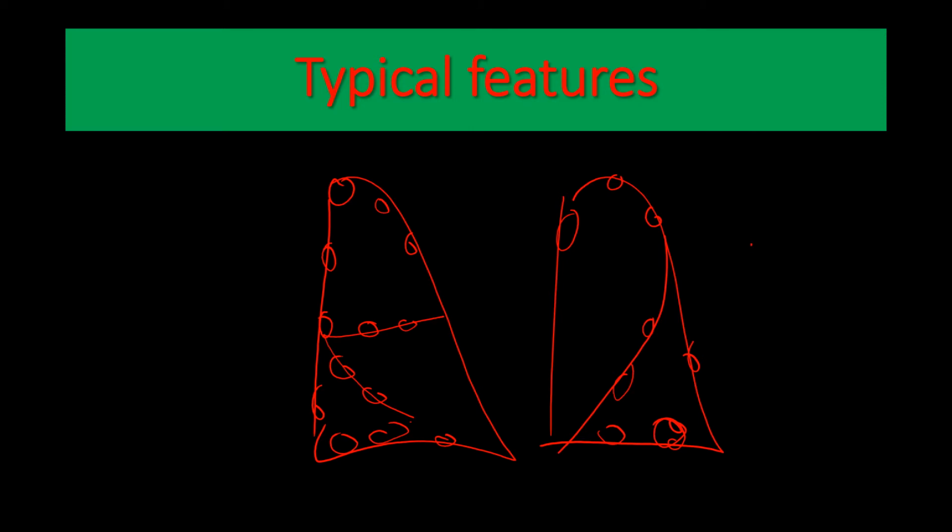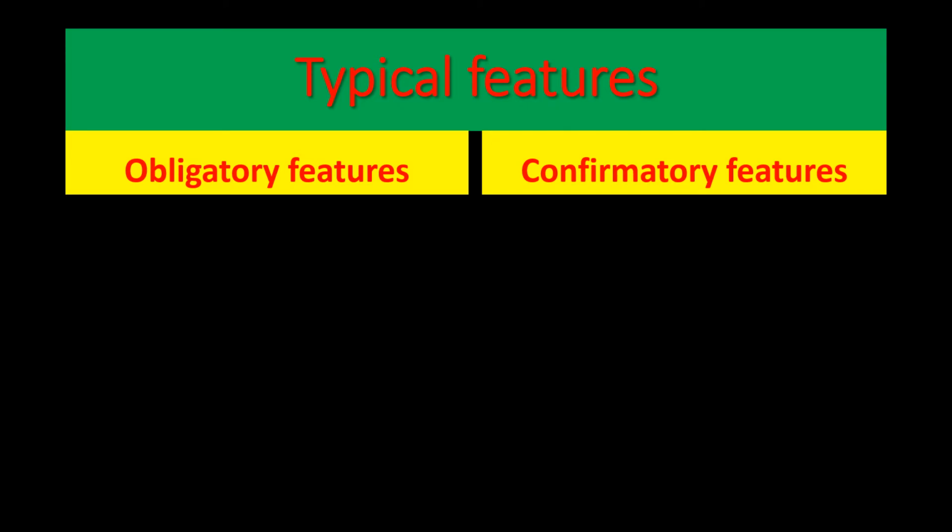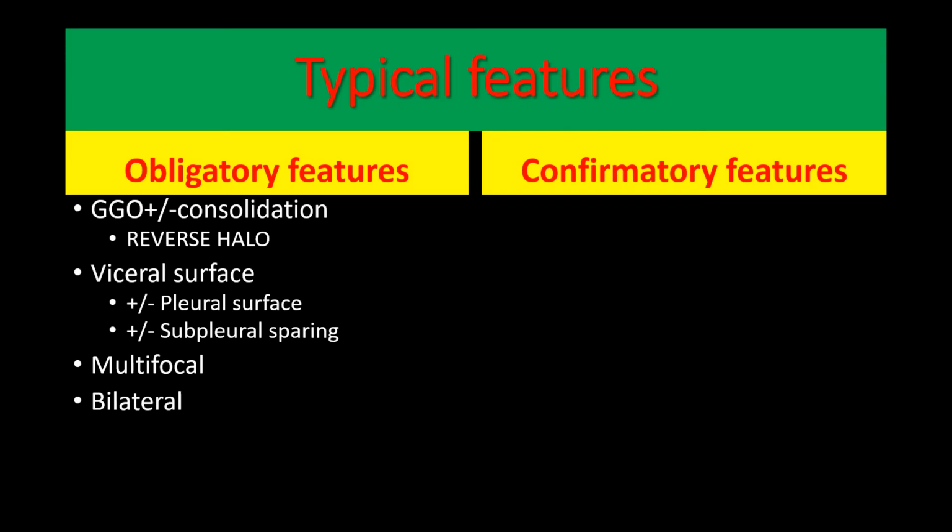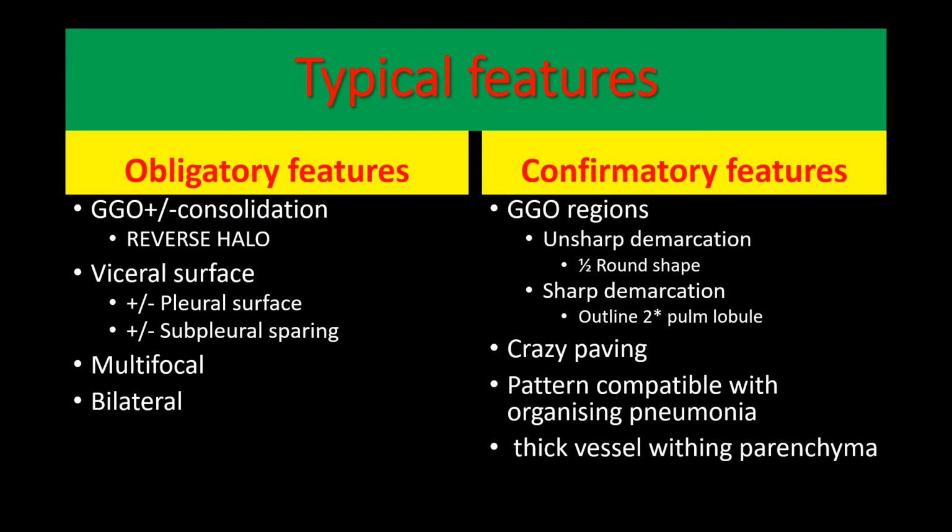So we understood what the typical features are. Now again, these typical features are divided into obligatory features and confirmatory features. As I told, the ground glass opacities and the consolidations, which are predominant along the visceral surface, which are multifocal and bilateral, these are the obligatory features. These are the features that must be present to say it is COVID-19. Now, what are the confirmatory features?